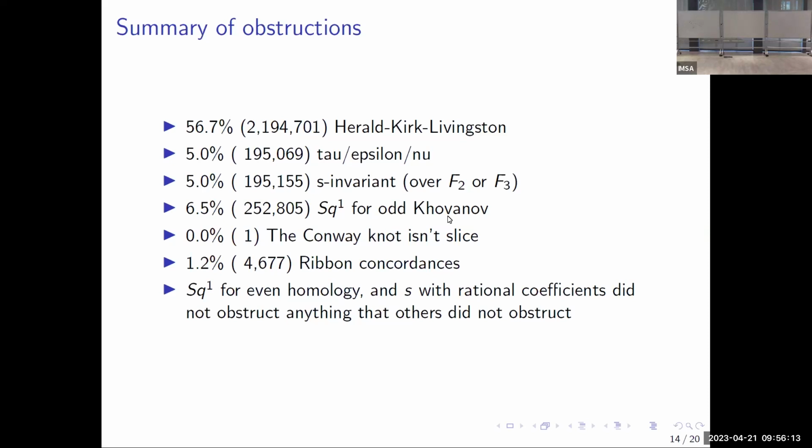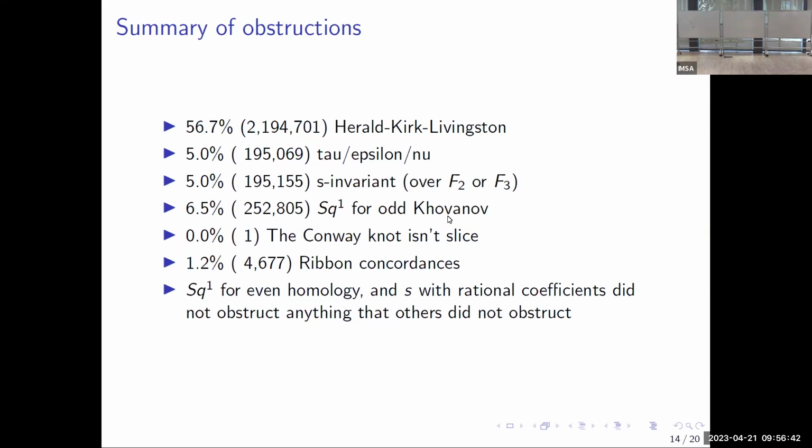So for these ones, we found that somehow the best obstruction for us was this Harold Kirk Livingston one. It's basically a generalization of Fox-Milnor, right? The twisted P and Q guys have to satisfy this Fox-Milnor condition. And then basically all of the smooth obstructions were kind of bad and didn't really obstruct anything.